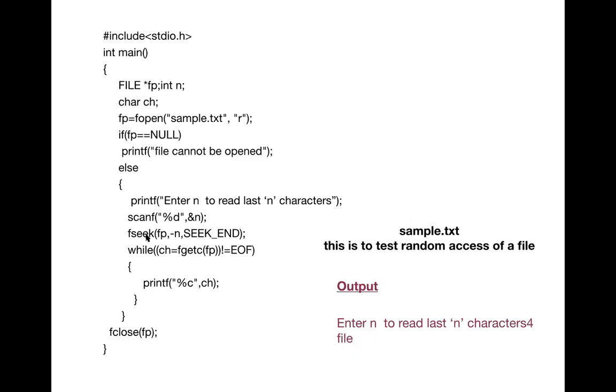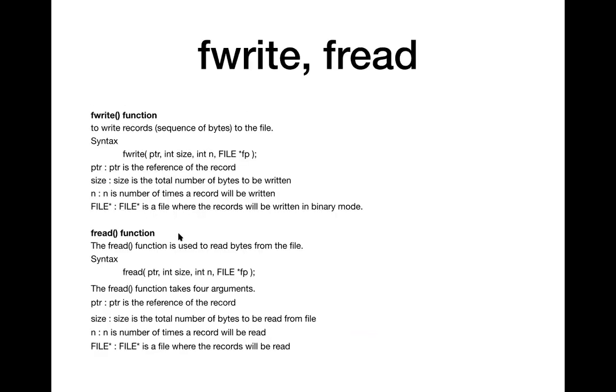So fseek will move the file pointer from the end, minus n position. That is, from the end, n bytes backward. Is that clear? Okay.